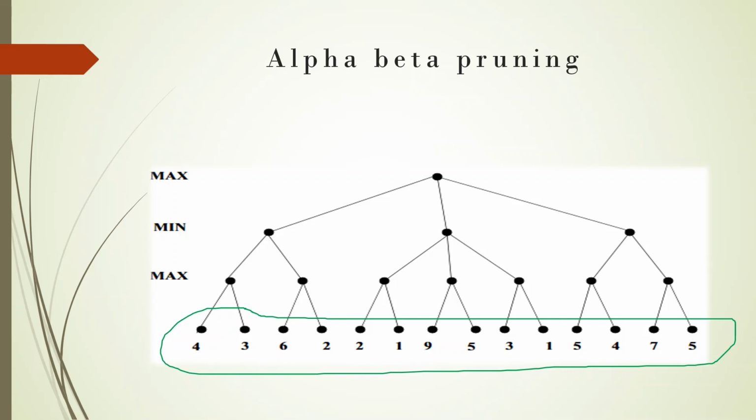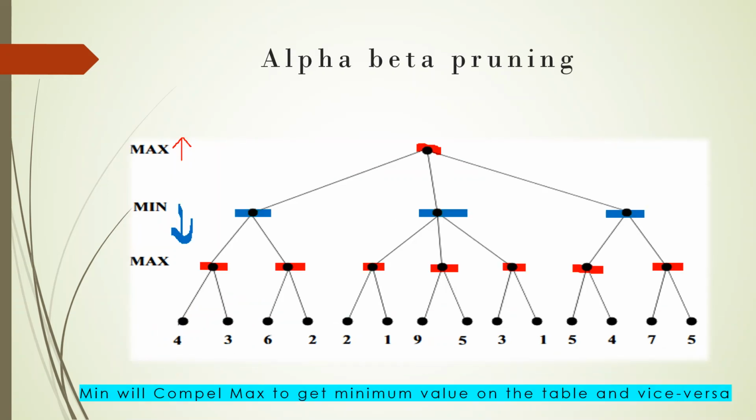The nodes at the bottom, which are encircled in green, are called static nodes. These nodes are called static nodes because the values of these nodes cannot be changed. Again, all the nodes which are marked red belong to max, and the nodes which are marked blue belong to min. Min will try to get the minimum value on the board, and max will try to get the maximum value on the board. It means min will compel max to get the minimum value on the table and vice versa.